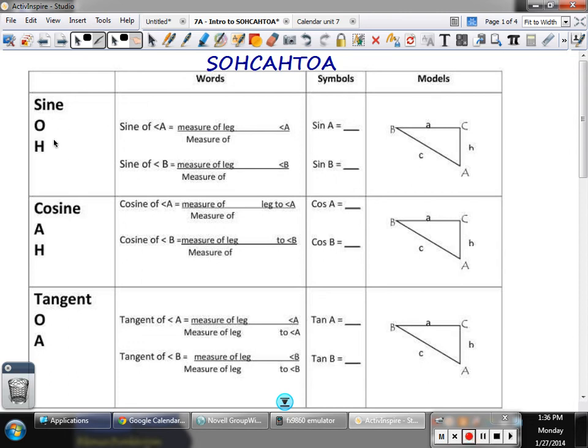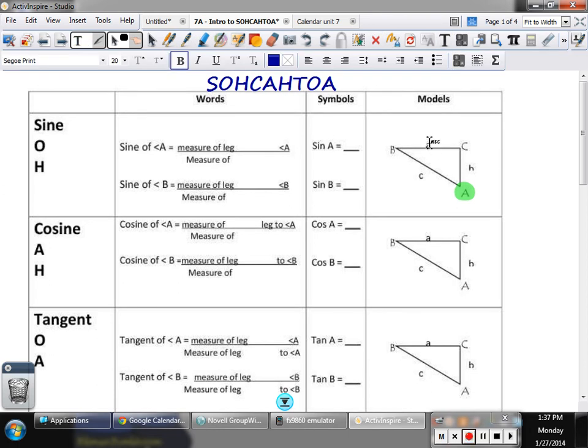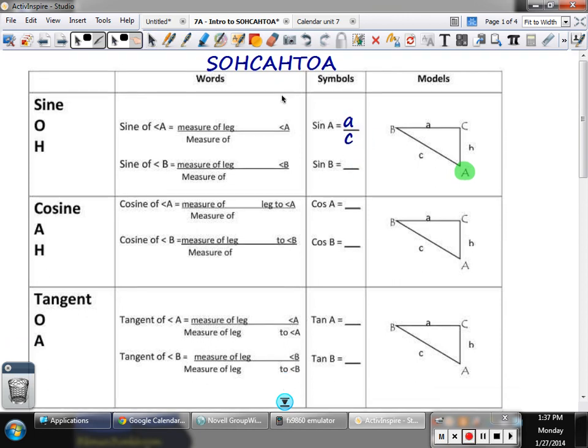The sine of an angle A is equal to the opposite leg over the hypotenuse. So the sine of angle A right there is equal to the opposite side, which is lowercase a, over the hypotenuse, which is lowercase c. Okay, it's really important to remember that lowercase letters are sides and capital letters are angles.